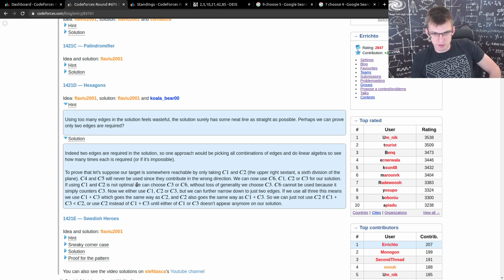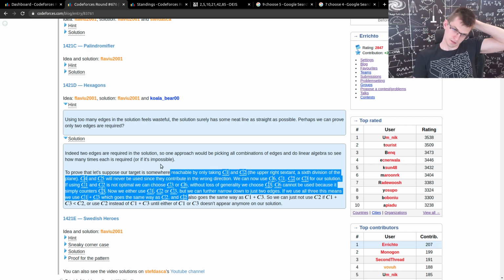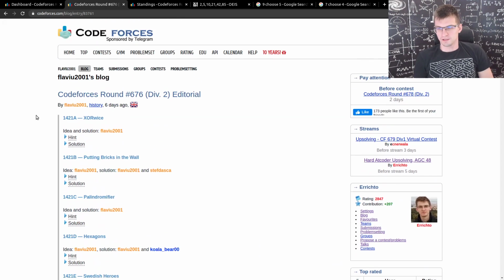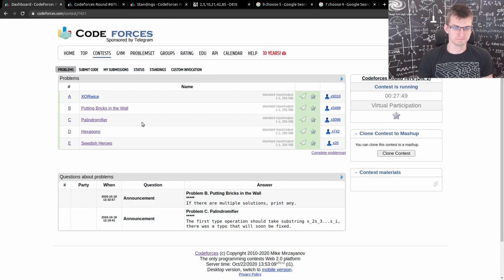If using C1 is not optional, we can choose C3 or C6. Without loss of generality, we can choose C3. Use all three. This means we use this. Okay, I get that proof. It's fine. Then it's not that I did something crazy. No, I guessed it. It's not that I proved it during a contest at all. I have no idea why this is true.